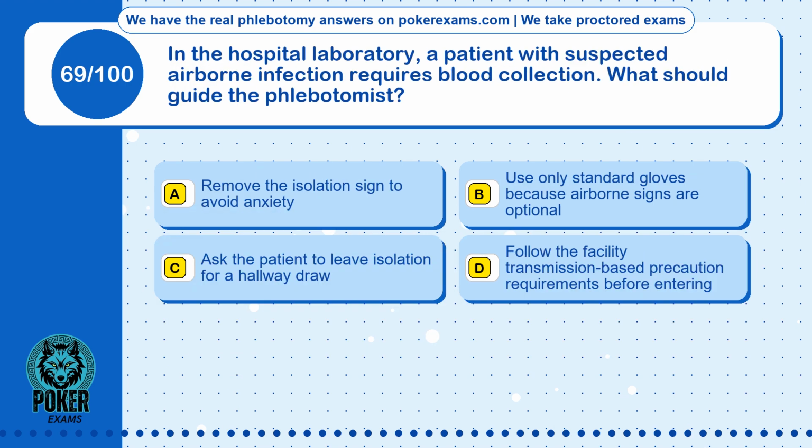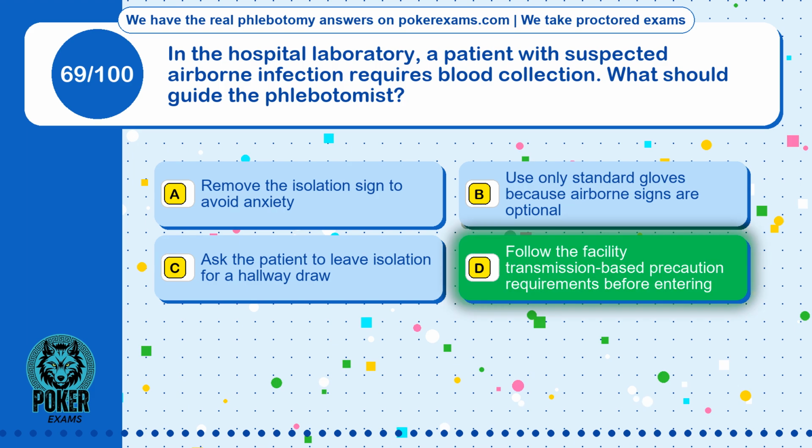Question 69. In the hospital laboratory, a patient with suspected airborne infection requires blood collection. What should guide the phlebotomist? Option A, remove the isolation sign to avoid anxiety. Option B, use only standard gloves because airborne signs are optional. Option C, ask the patient to leave isolation for a hallway draw. Option D, follow the facility transmission-based precaution requirements before entering.